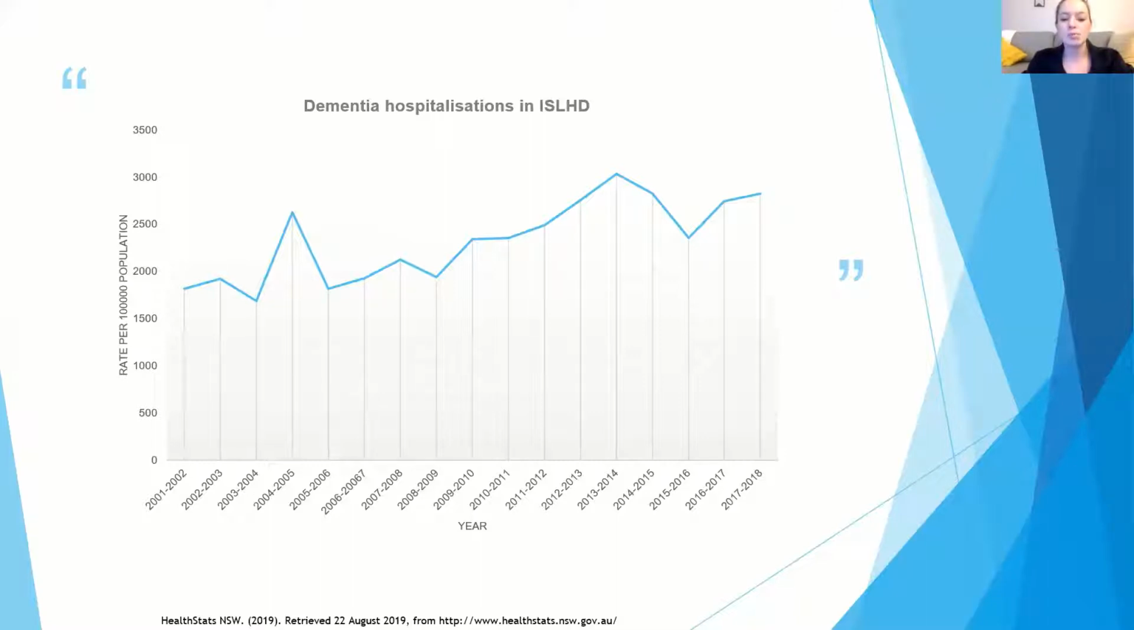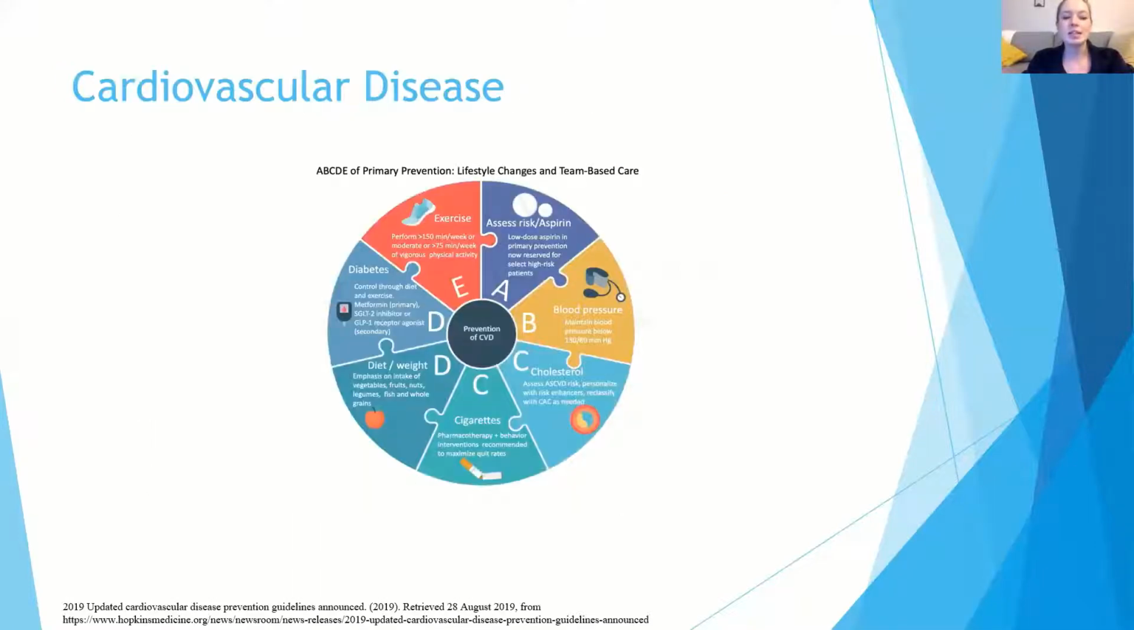For example, we can see that in the Illawarra Shoalhaven Local Health District, the average life expectancy at birth is 82.7 years old for females and is only 80.4 years old for males. If we take CVD as a token disease, the mortality rate is higher in this district than the state average.